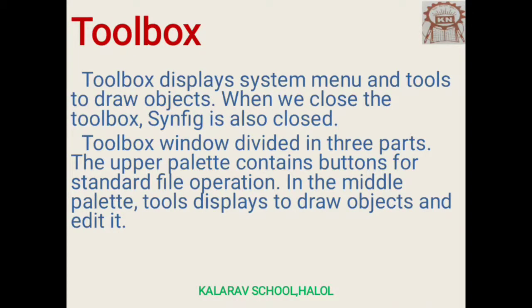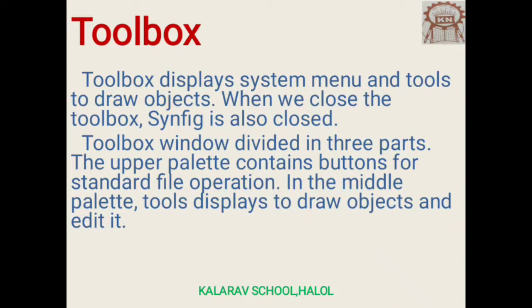Toolbox displays the system menu and tools to draw objects. When we close the toolbox, Synfig is also closed. Toolbox window is divided in 3 parts. The upper palette contains buttons for standard file operations. In the middle palette, tools are displayed to draw objects and edit them. Means toolbox is the main part of Synfig. If you want to draw a picture, toolbox is very useful. If you close the toolbox, Synfig is closed.